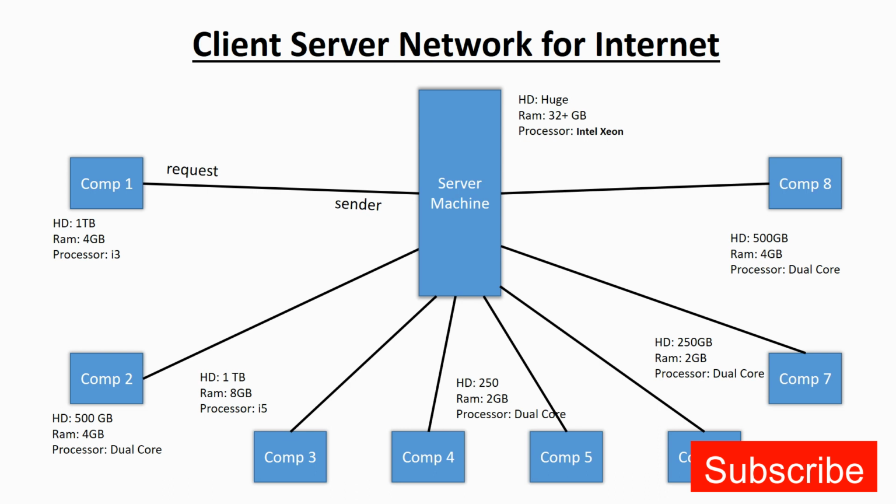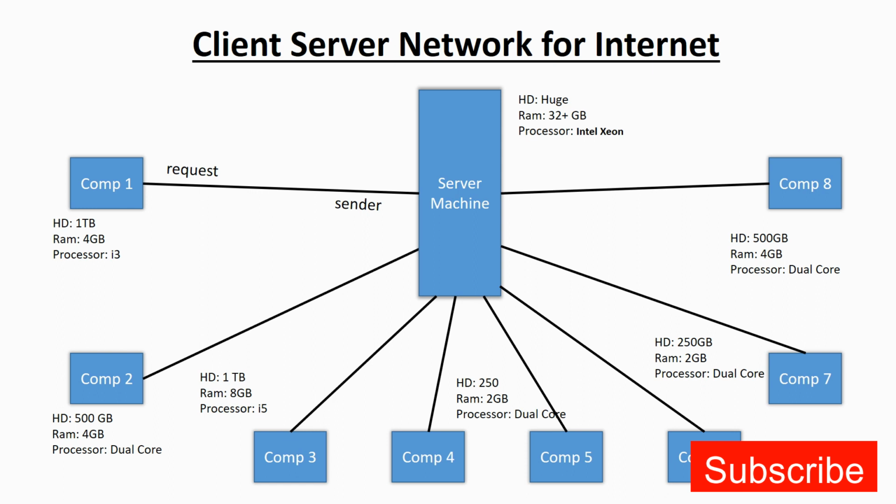And over here, all the client machines may be of different configuration. You are using a powerful machine, whereas some other person is using a very low configuration machine, just like a dual core processor. Everybody will have their own machines of different configuration, so it will not matter as far as a client server network for the internet is concerned. Every client machine will be of different configuration, but they are trying to access the same server machine.